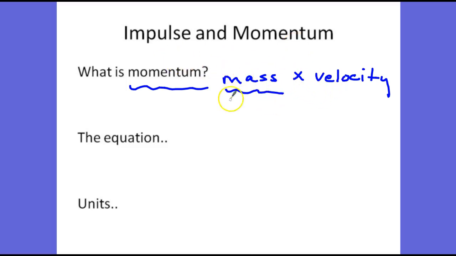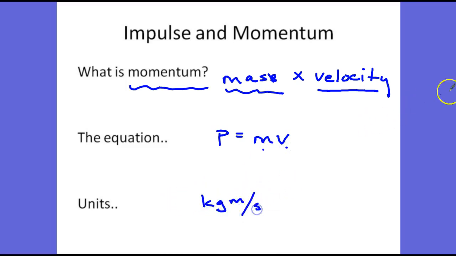And momentum is not only how much inertia the object has, how much force it takes to accelerate it, but it's also the velocity, how fast it's going. The equation is very simply P equals mv. Momentum is P. That comes from the term persistence of motion, which is what it was called before it was called momentum. The units of momentum, well, it's a mass times a velocity, and so the units are kilograms, meters per second.